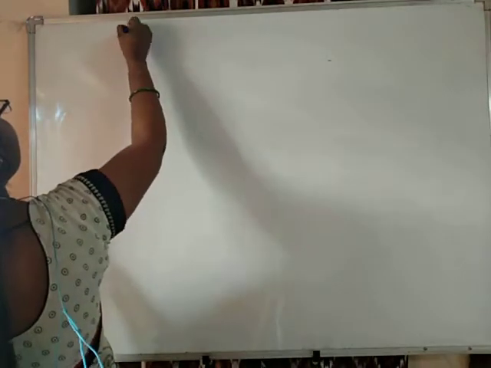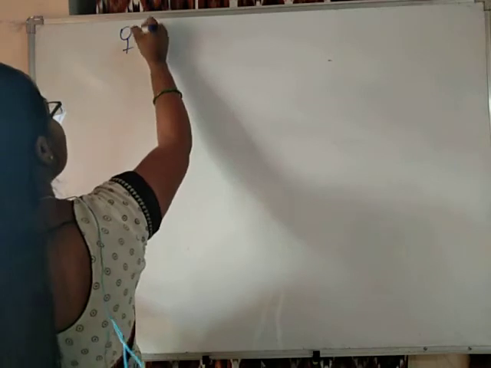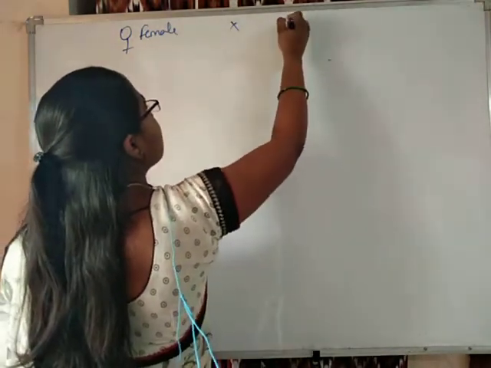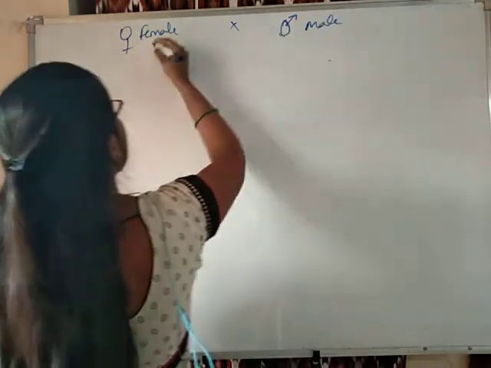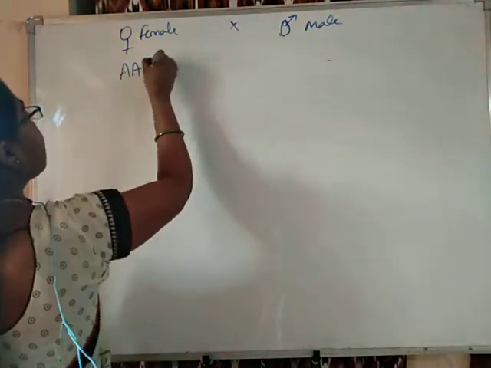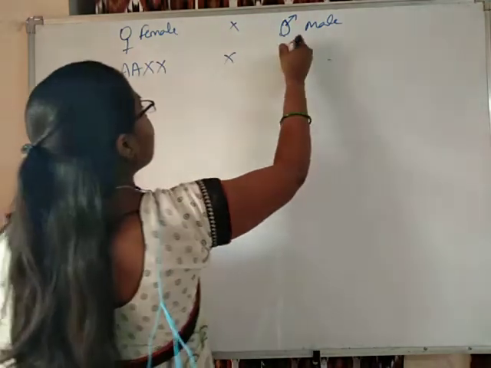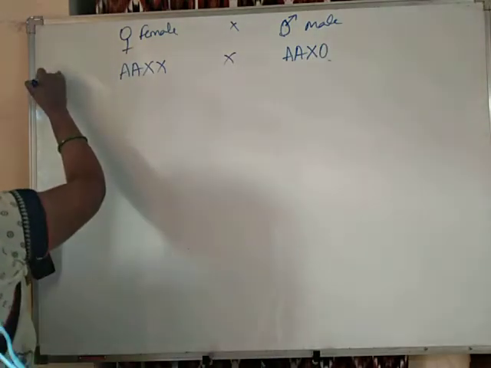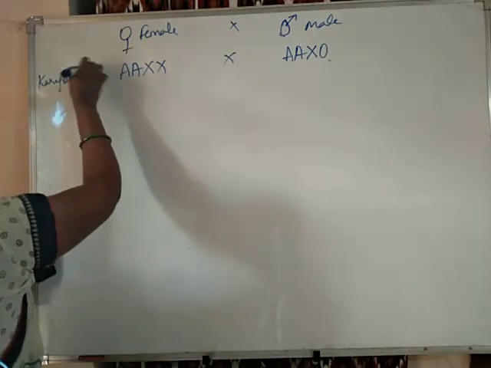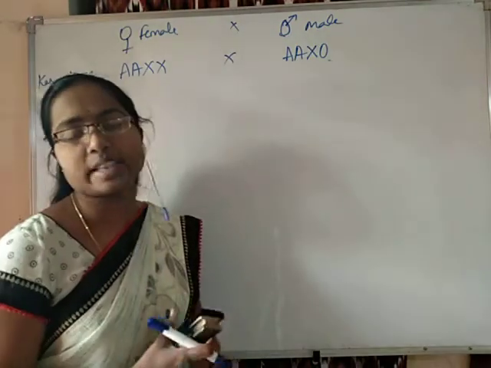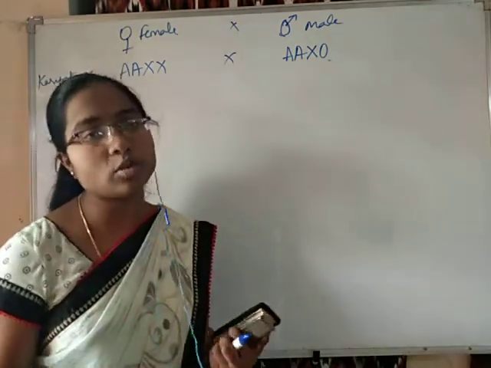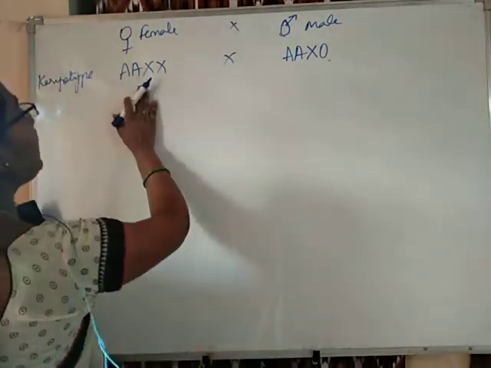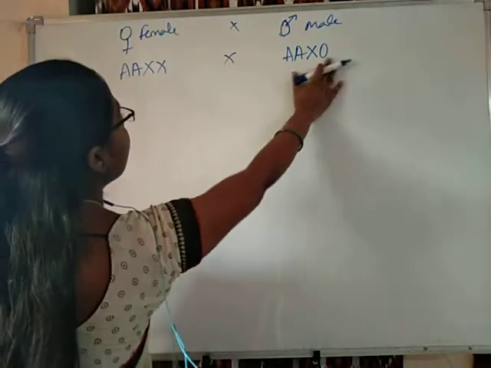So students, we have already studied, this is the symbol used for female and this is the symbol used for male. Okay, so the karyotype of female is AAXX, and male karyotype is AAXO. Karyotype is nothing but the entire set of chromosomes in the individual. So karyotype in female is AAXX, in males it is AAXO.